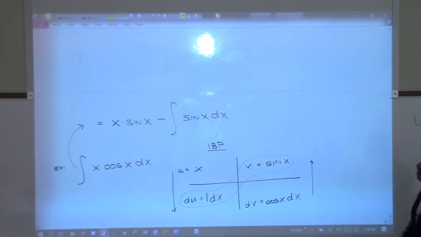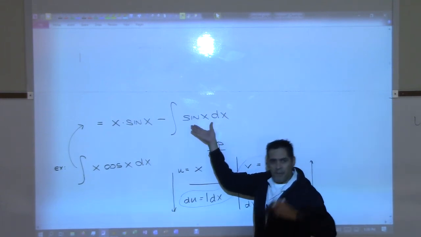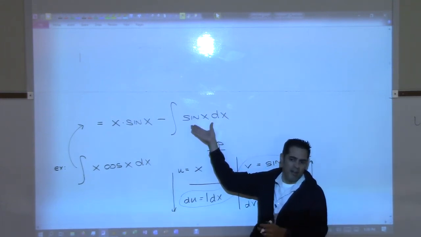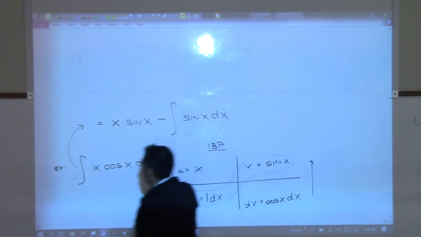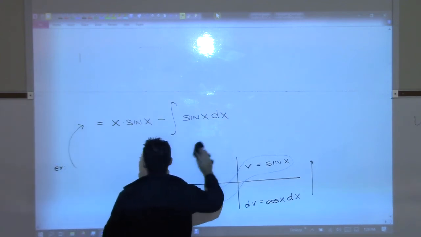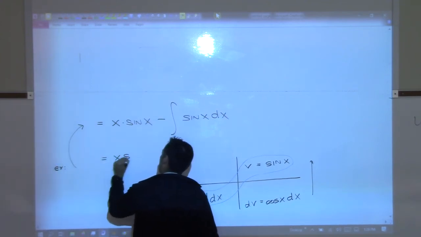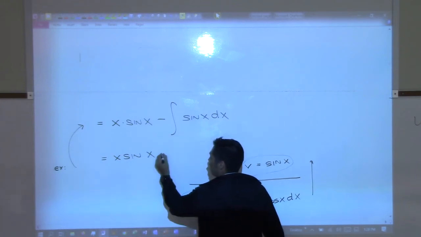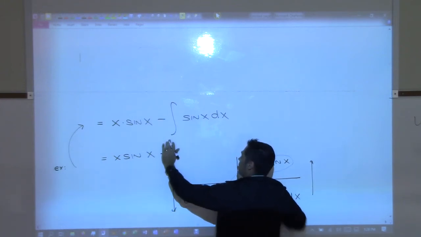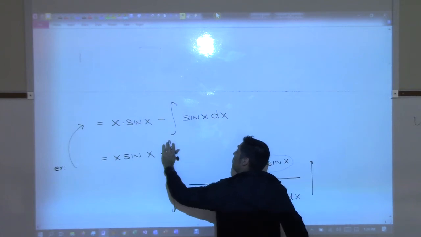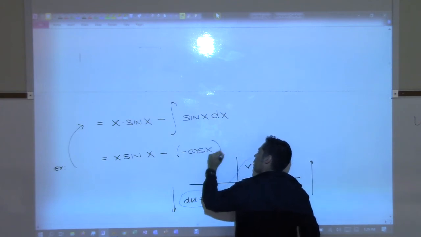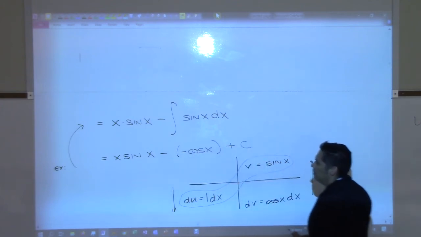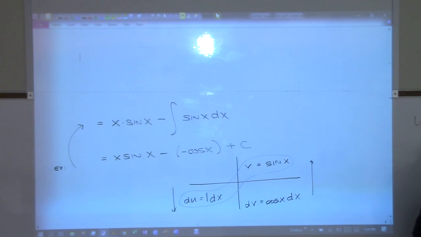And then you look at this integral, you kind of reevaluate it, and you say, can I do that integral? And in this case, we can, right? And so the antiderivative of sine is what? So we have a negative here, right? So the antiderivative of sine is negative cosine. Agreed? So minus cosine of x, and then our plus c here. And when we have minus minus, it becomes plus, right? And that will be our answer.